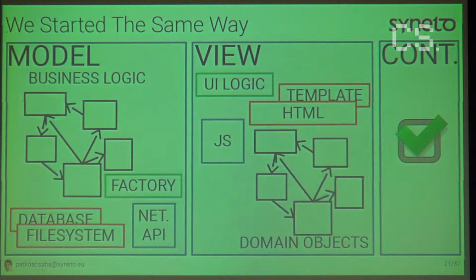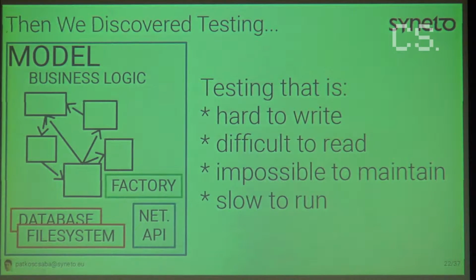At least our controllers were decent. They were doing some routing, they had some logic, but only for presentation. Let's just assume they were okay. Then we discovered testing. And we said, okay, this is so cool, I can write a program to test another program. It will be automatic. It will execute the same thing again and again and again. And no more manual testing, no more errors in testing, and so on.